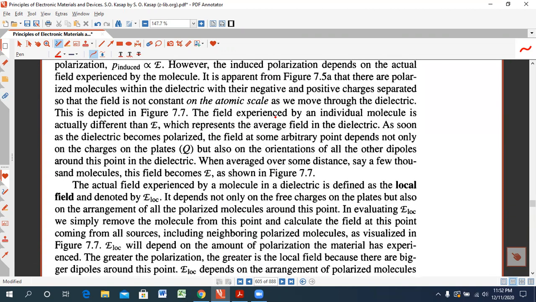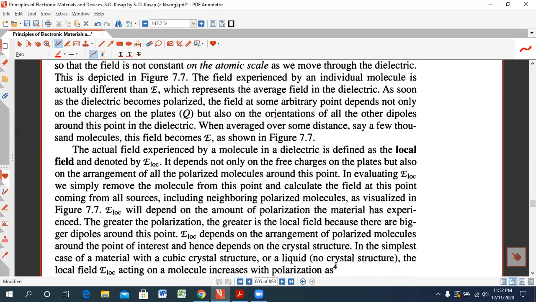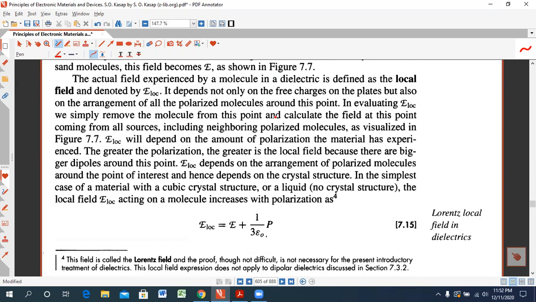So the localized field, that means the polarizations in between two atoms, is known as the local field. This local field is derived as E local equals E plus 1 by 3 epsilon naught P, where P is the polarization. Although the derivation of this formula is not available here, it is not too difficult. This is known as the Lorentz local field in dielectrics.